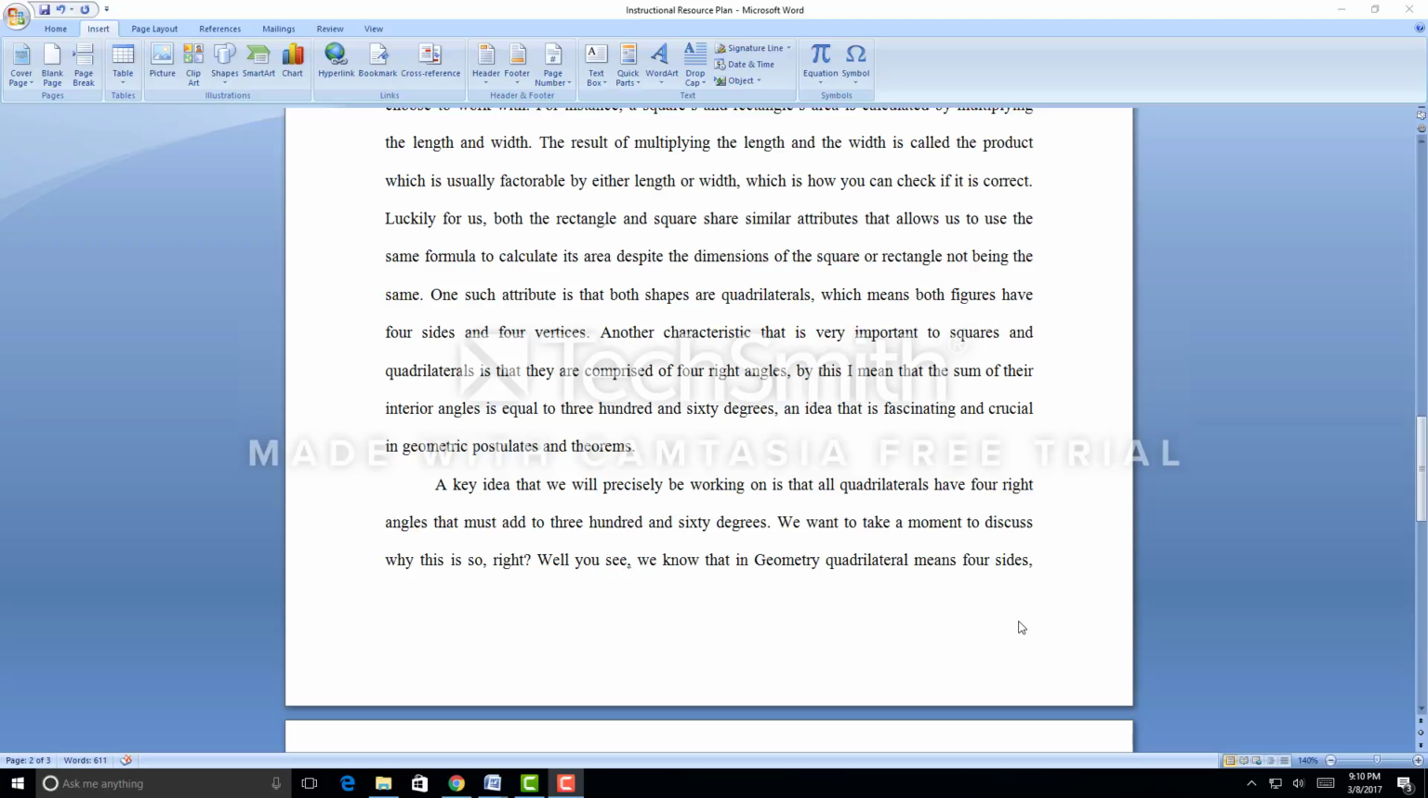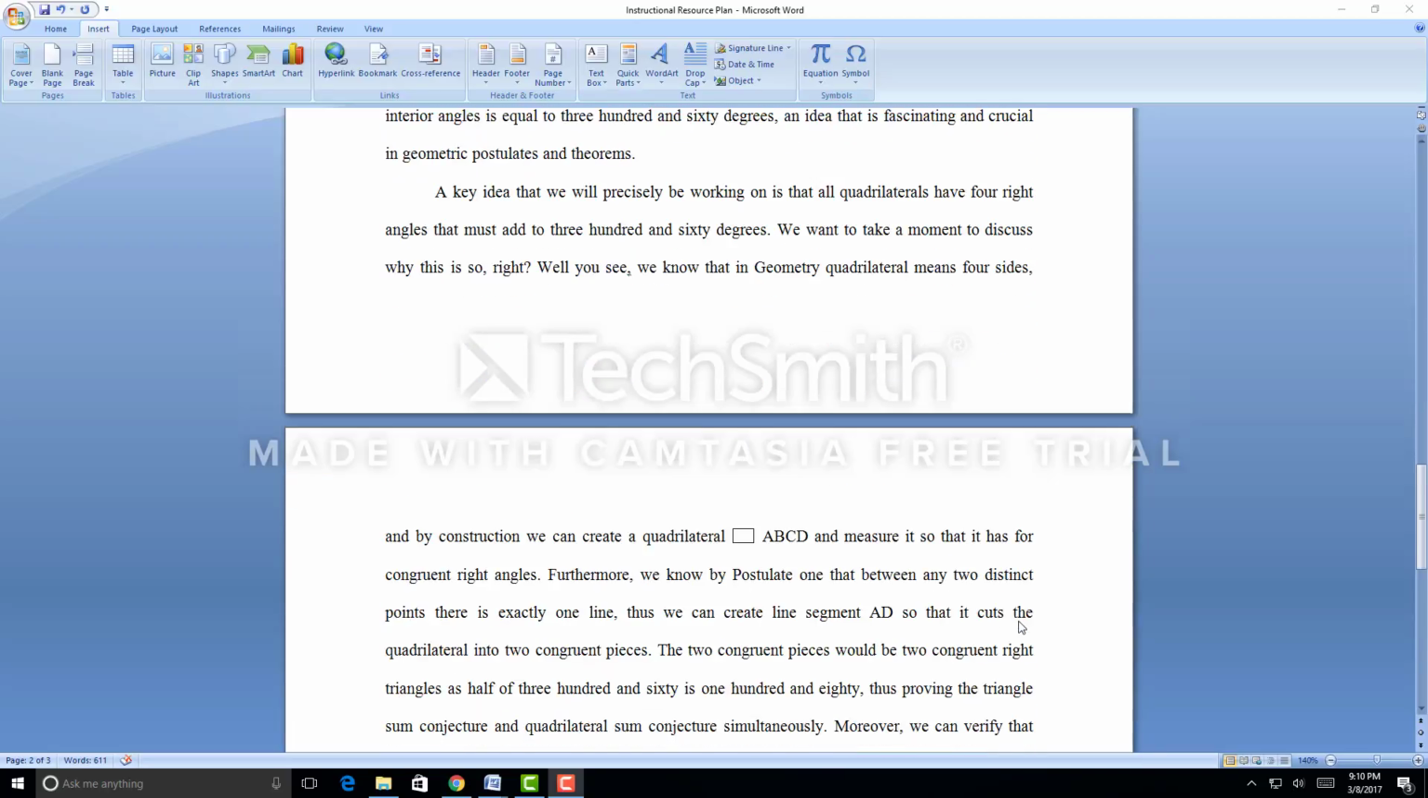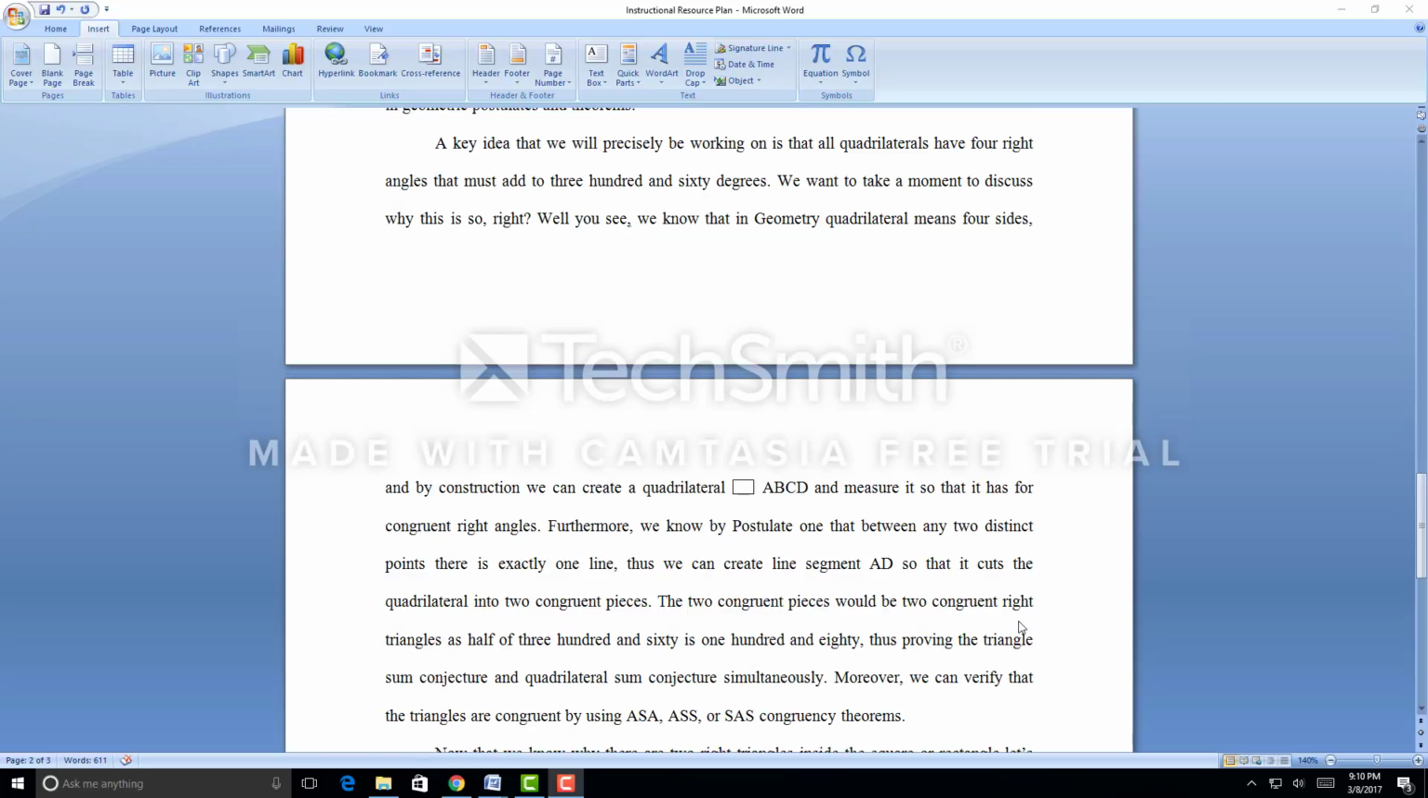Well, you see, we know that in geometry, quadrilateral means 4 sides. And by construction, we can create quadrilateral ABCD and measure it so that it has 4 congruent right angles. Furthermore, we know by postulate 1 that between any 2 distinct points, there is exactly 1 line. Thus, we can create line segment AB so that it cuts the quadrilateral into 2 congruent pieces.